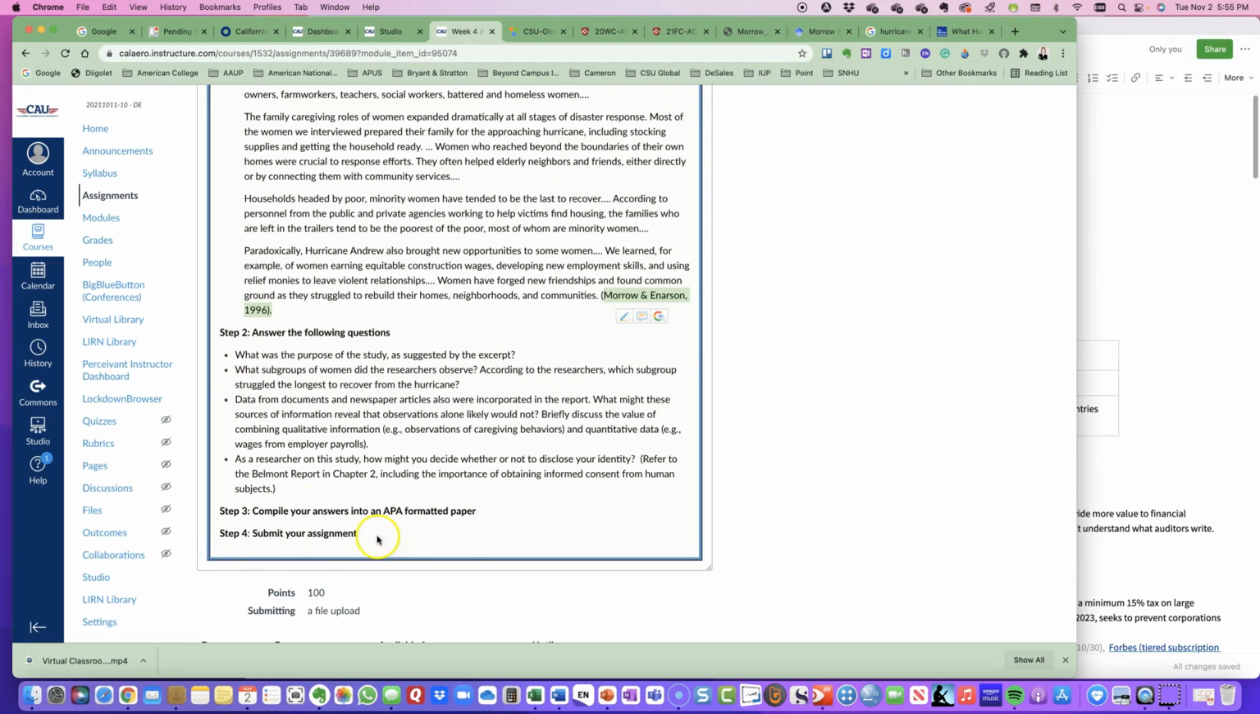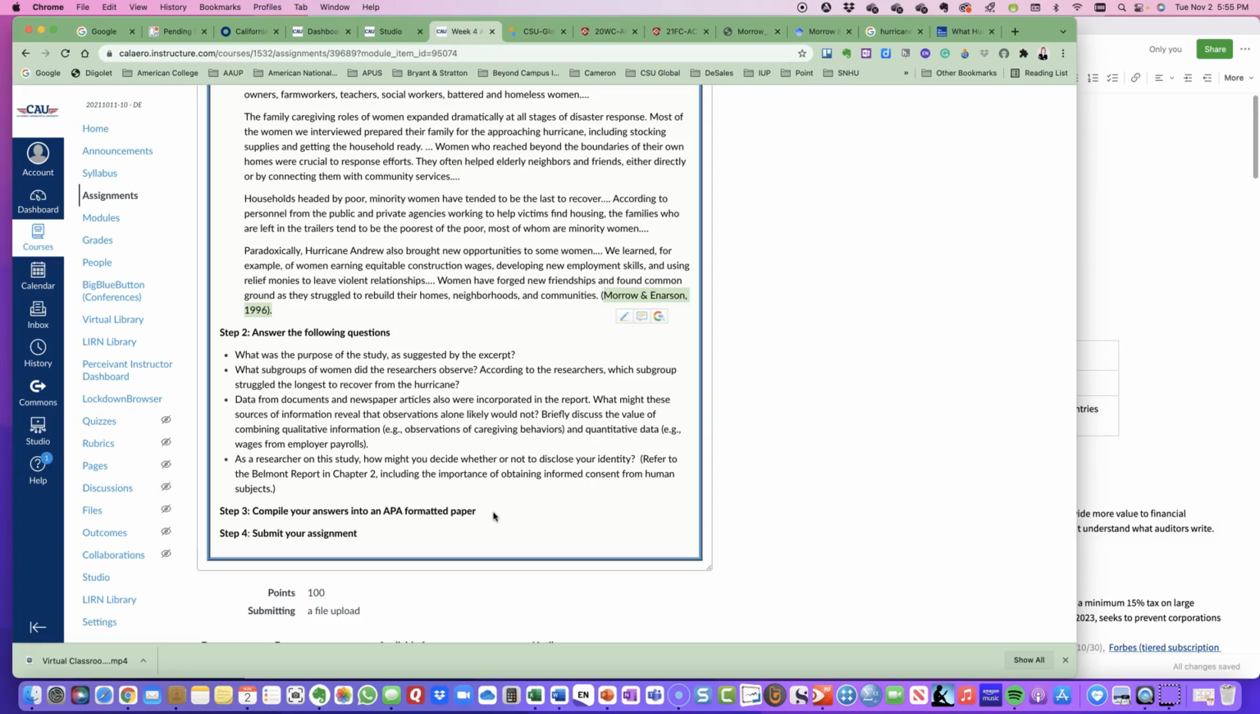And then data from documents and newspaper articles were also incorporated in the report. You can look at those. And so I say here, you would probably want to look at those. And what might these sources of information reveal that observations alone would not? And briefly discuss the value of combining this qualitative information, like observations of caregiving behaviors, and quantitative data like wages from employer payrolls, things of that nature.